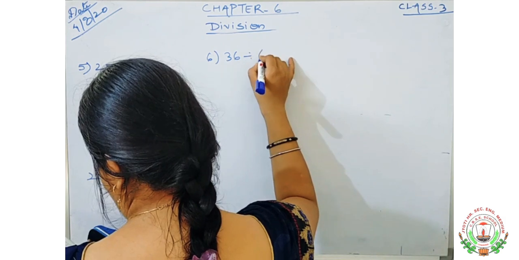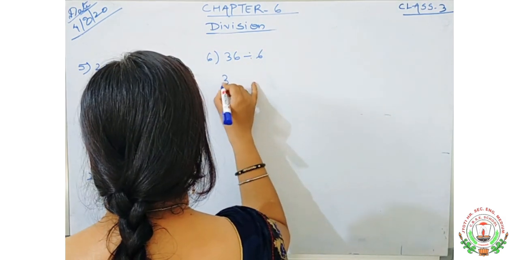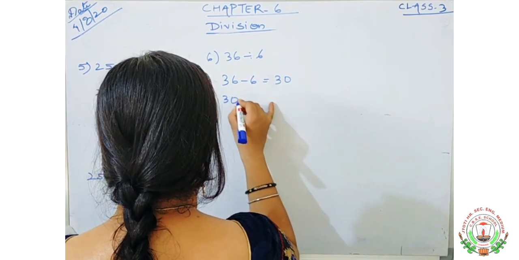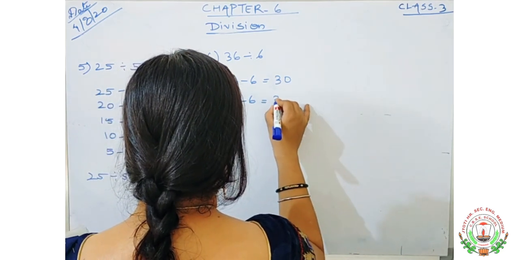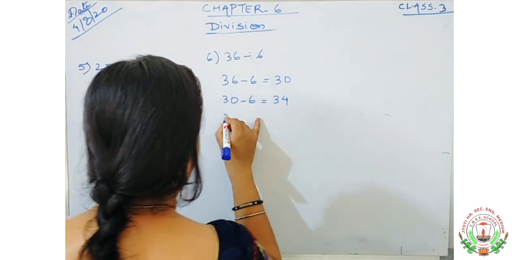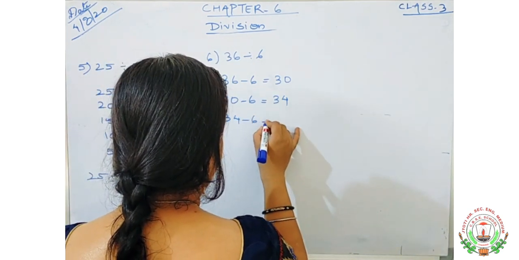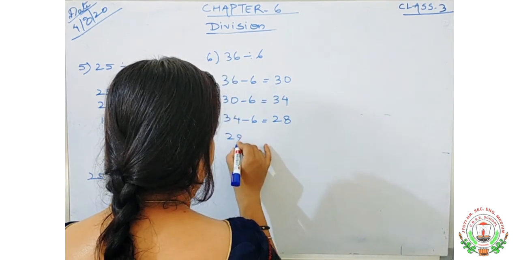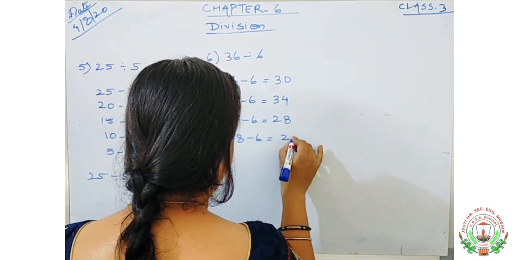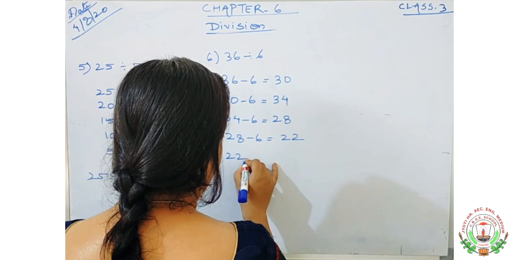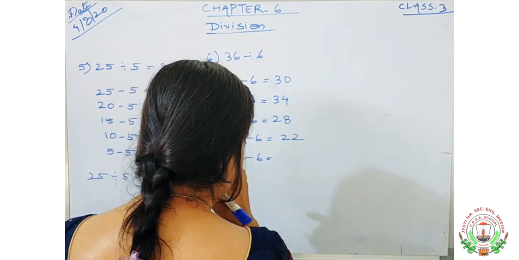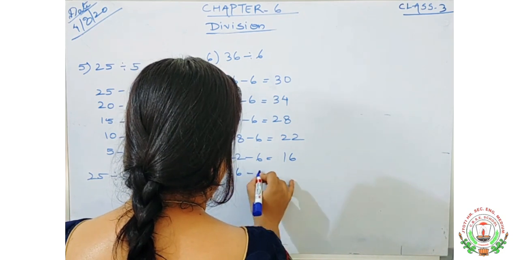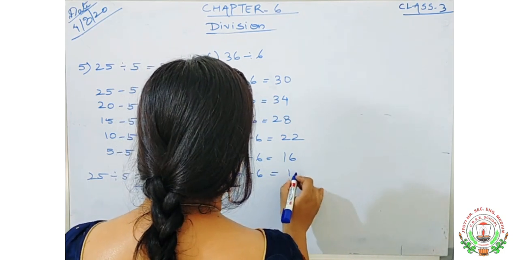36 divided by 6. 36 minus 6 is equal to 30. 30 minus 6 is equal to 24. 24 minus 6 is equal to 18. 18 minus 6 is equal to 12. 12 minus 6 is equal to 6.